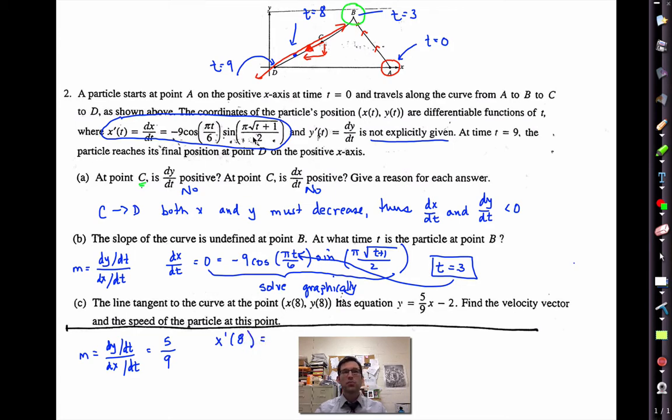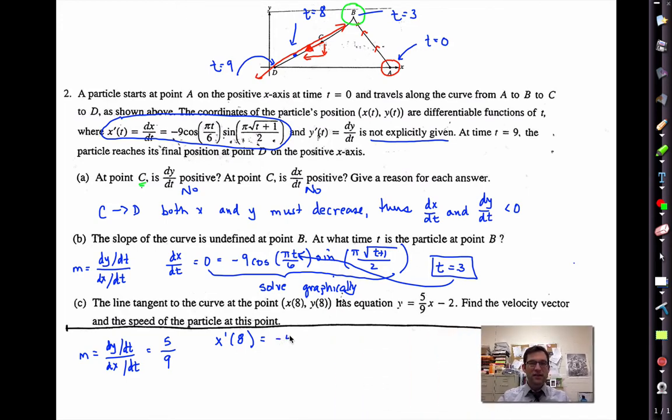I take 8 and I plug it into that horrible-looking formula, but I put it in there. And here's what I find. I find that dx/dt is negative 4.5. So then I just set up a ratio, right? Let me use y prime. I'll say y prime, actually I shouldn't say y prime of t. I should say y prime of 8.